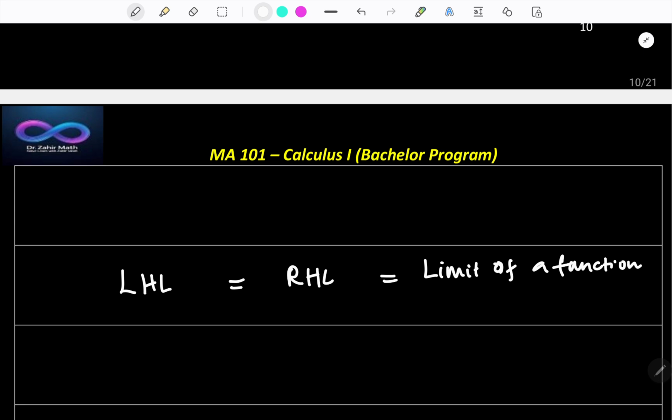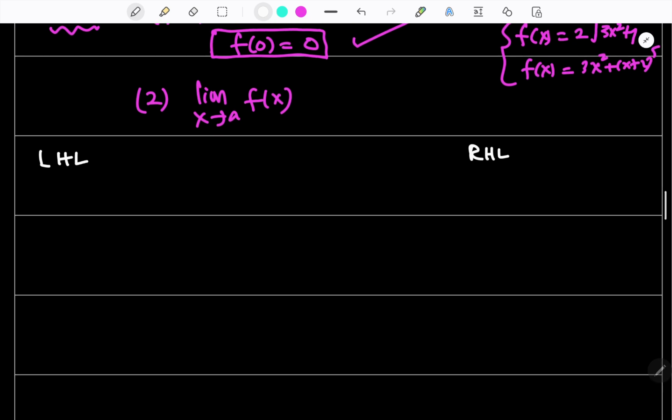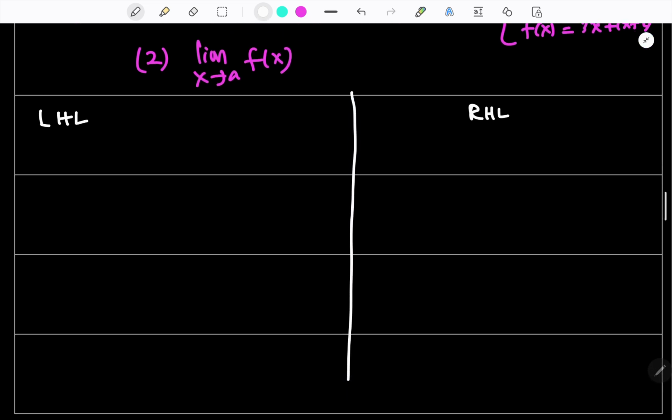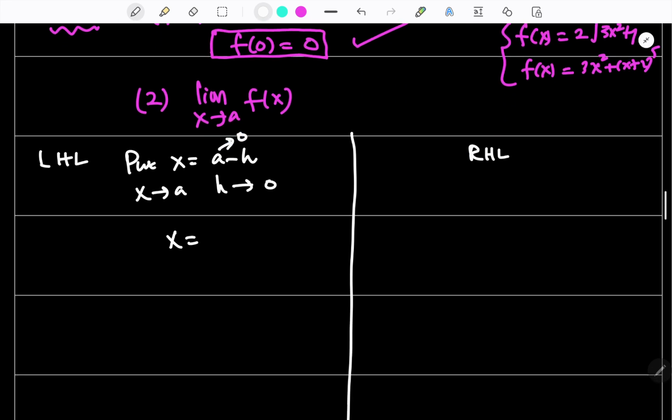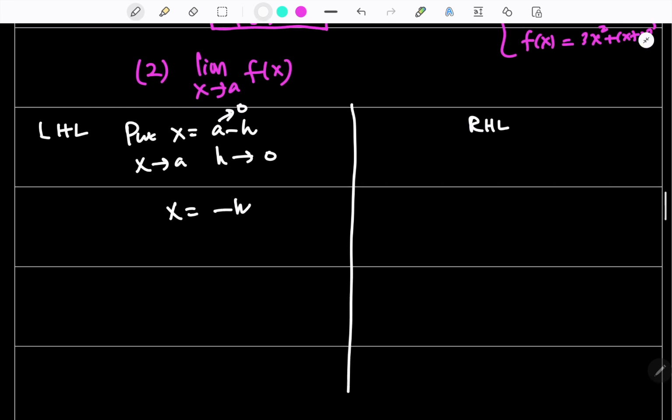What is the limit of a function? Limit x tends to a, f of x. That is what we are going to calculate. Clear, all of you? Right, let me put a line. Left hand limit. What is left hand limit? Put x is equal to a minus h. x tends to a, h tends to 0. So x is equal to, what is your a here? It is 0. a is 0. So it is minus h.